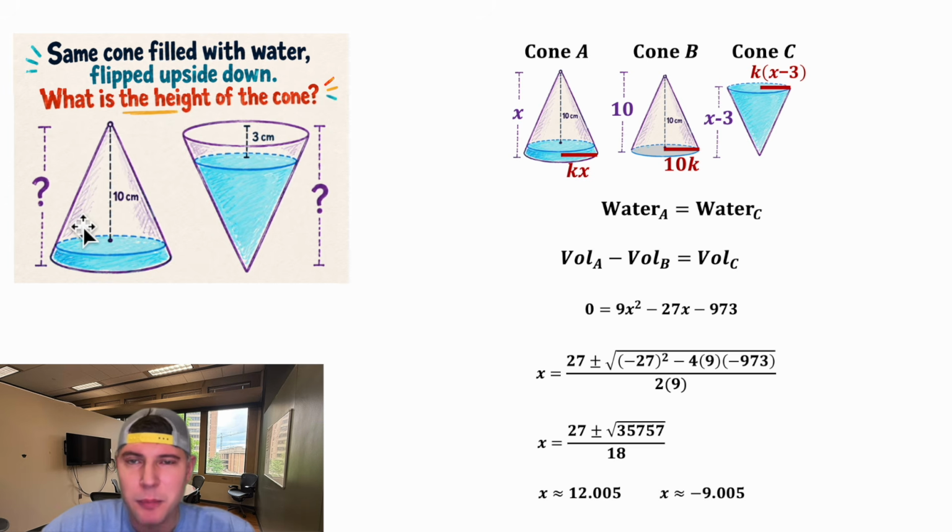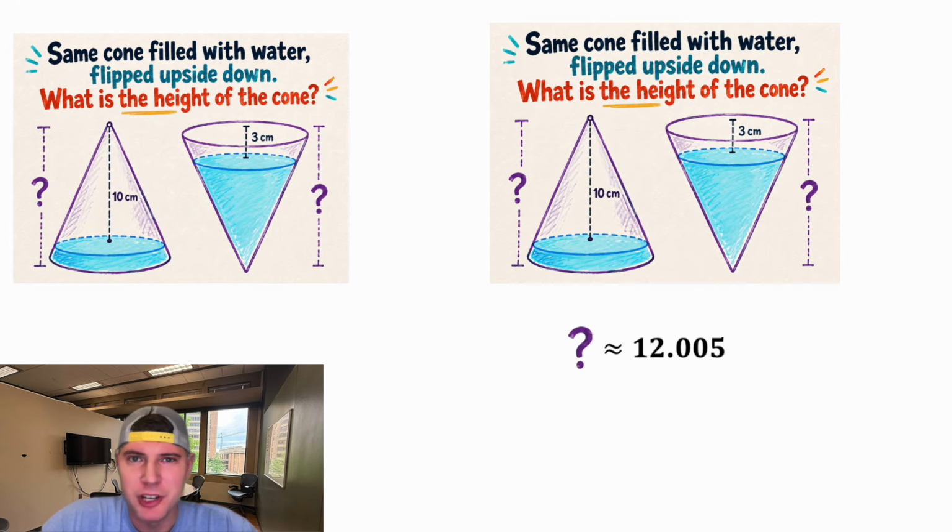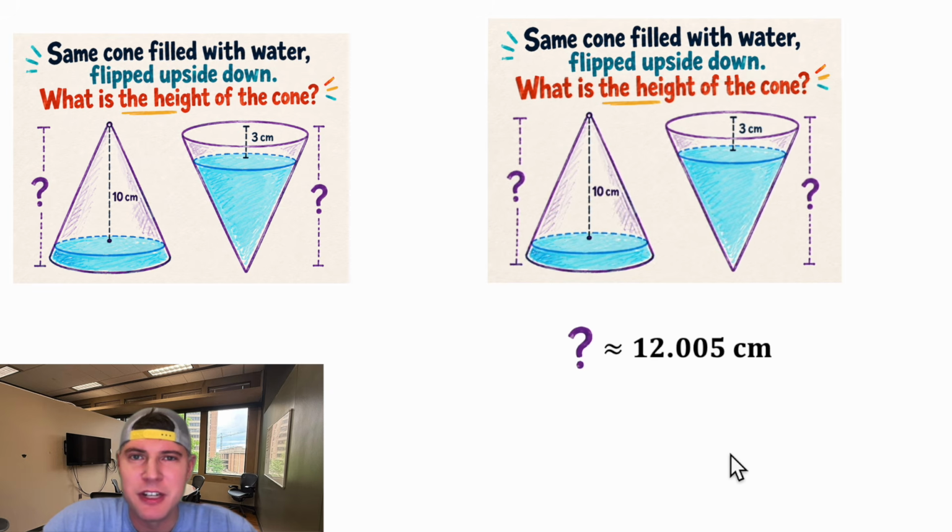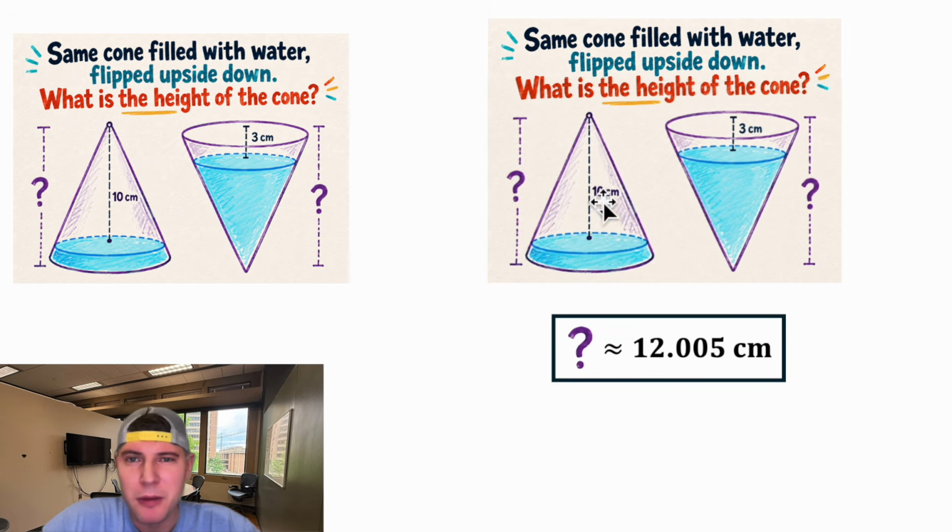Since x is a positive distance, we can get rid of this negative value. And now we have the answer for our question mark. Let's give it a label of centimeters and put a box around it. In this problem, the full cone has a height of approximately 12.005 centimeters.